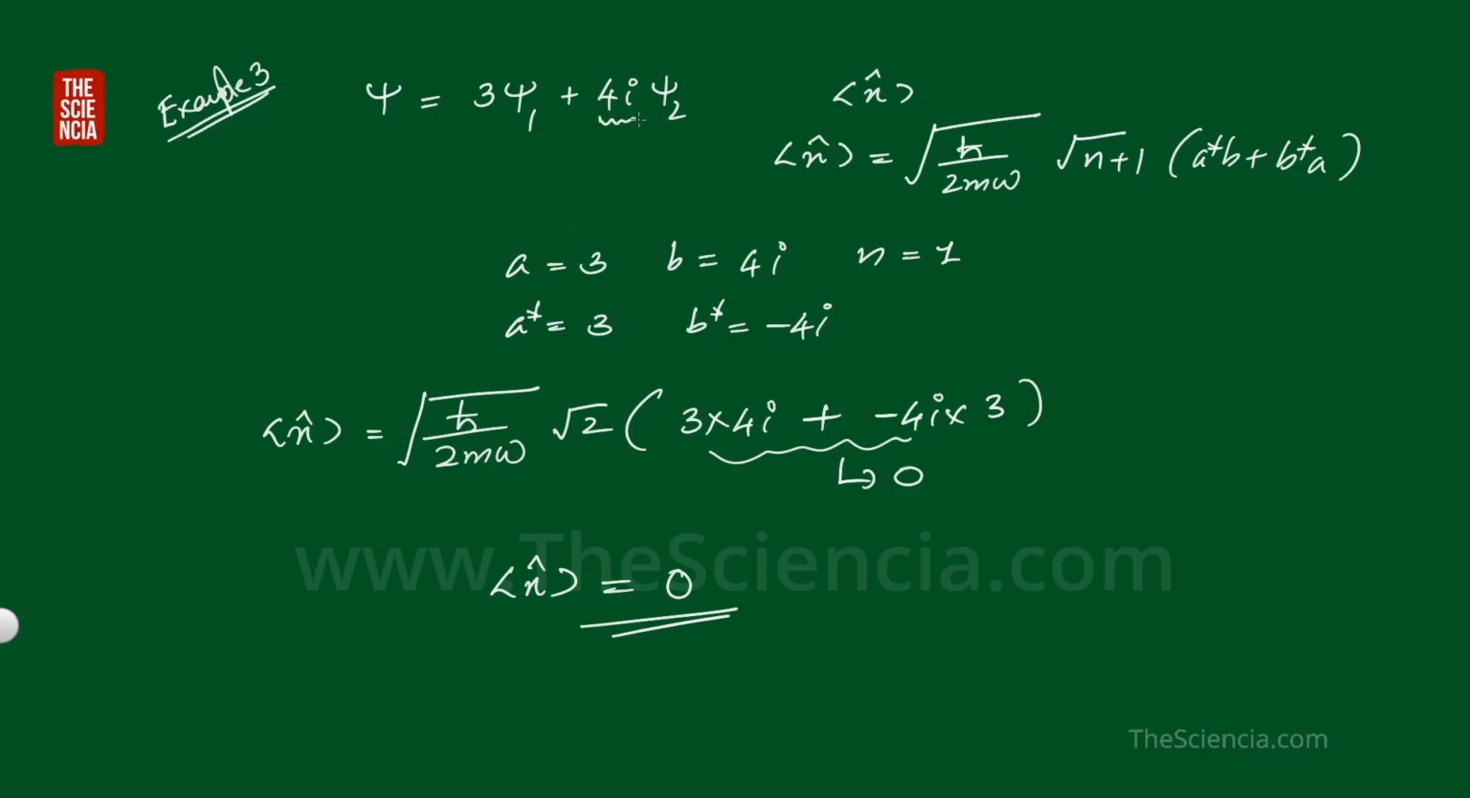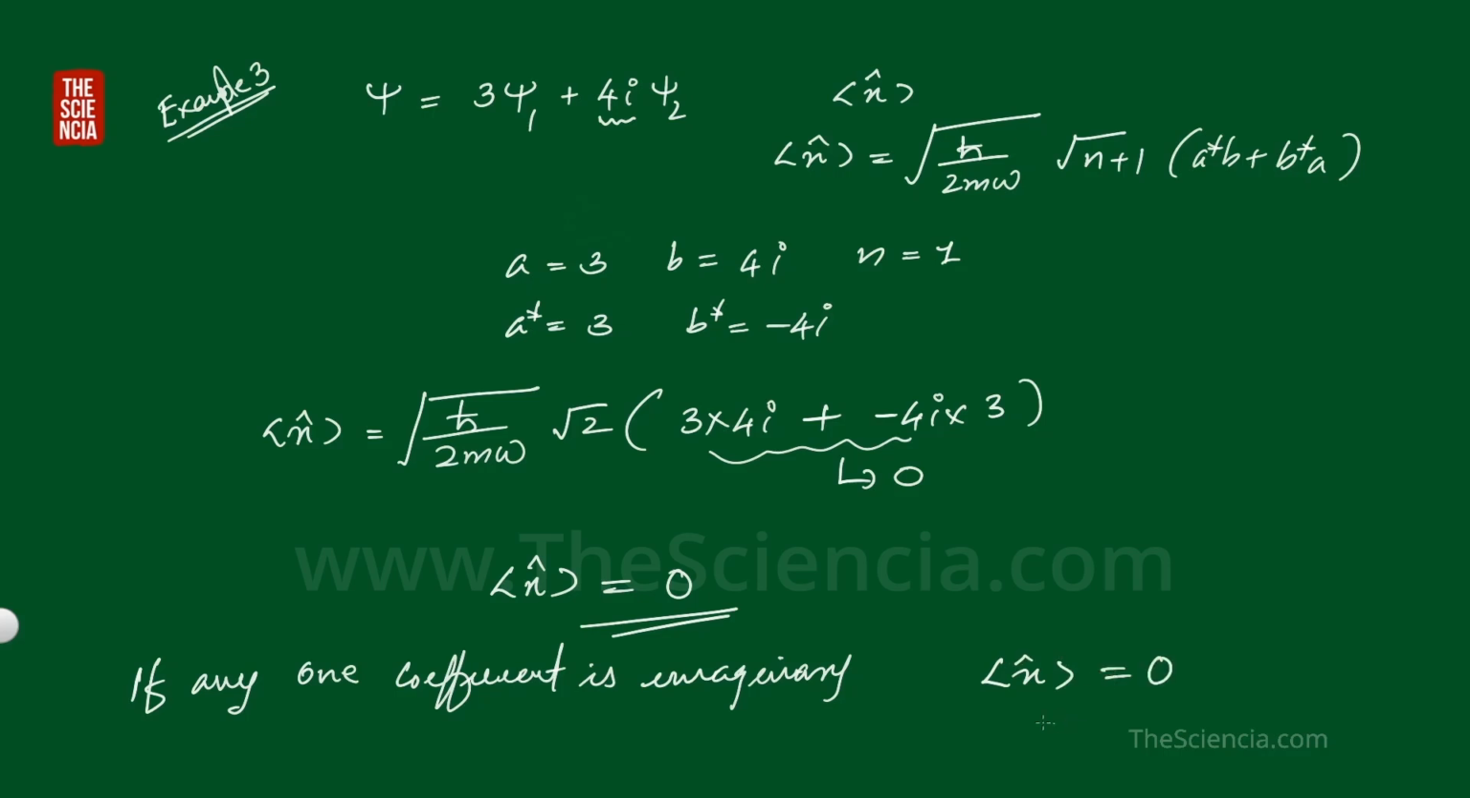So the expectation value of x for the state is equal to 0. Here see, one of the coefficients contains an i term, and in the first example also one of the terms contains i. If any one coefficient is imaginary, and this is a linear combination of two states, right? So if any one of the coefficients is imaginary, then the expectation value of x will be equal to 0. This is always true. If you know this trick, some problems you can solve very easily.